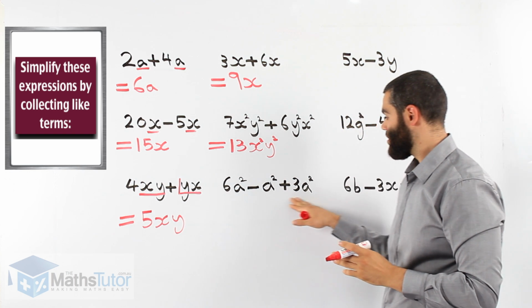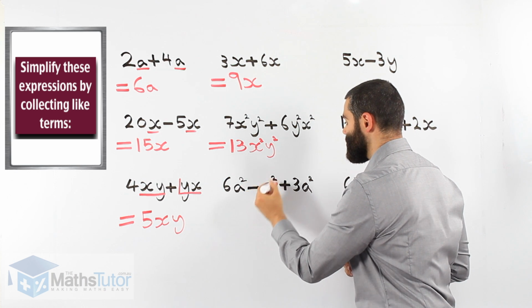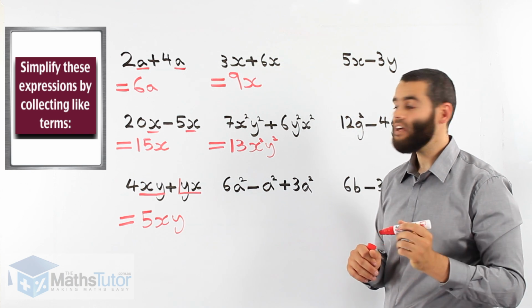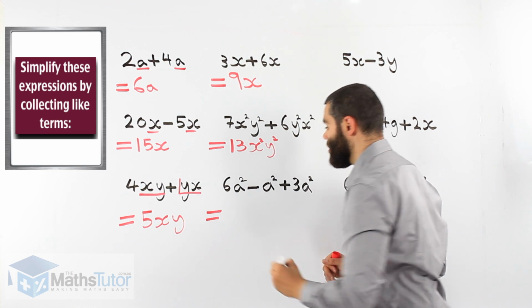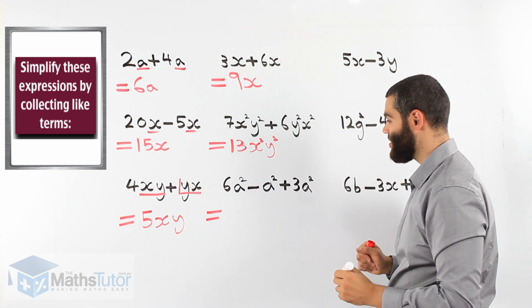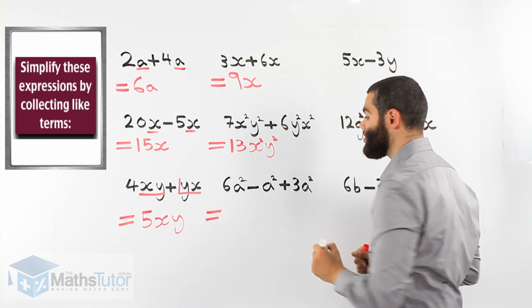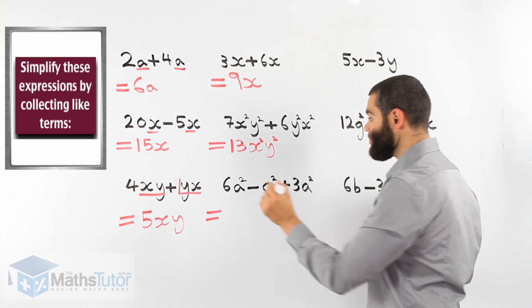Now we have 3 terms. We have a term here, another term there, and another term there. And we are asked now to collect them so we can add or subtract them. Do they have like terms? Let's see. A squared, a squared, a squared. Yes, they are all like terms. We can now collect them.